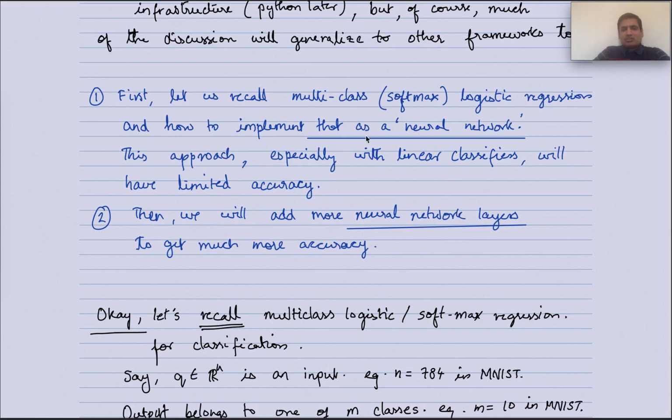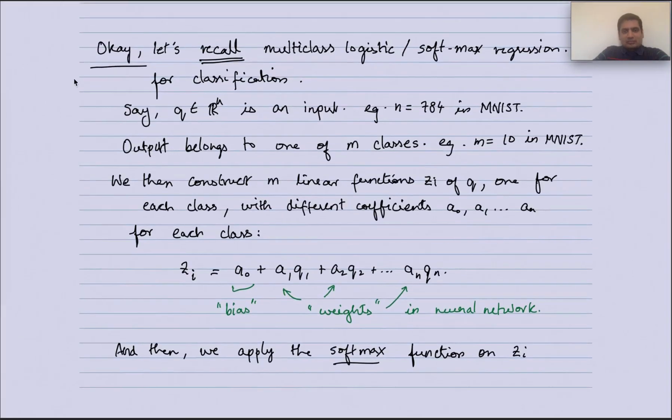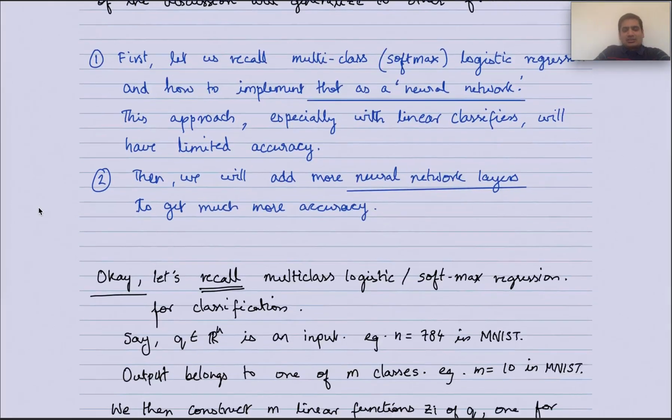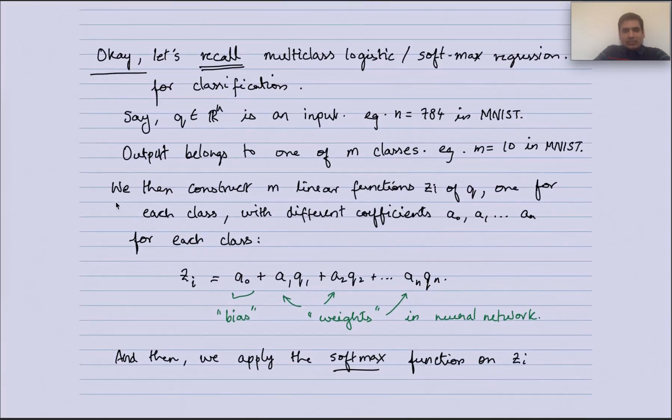So once we've constructed a neural network that does that, we will add additional neural network layers to get greater complexity of the function approximator, and then use that to get more accuracy. That's what we're going to do. First we will talk through this write-up, and then I will switch to MATLAB and walk through the MATLAB implementation of this.